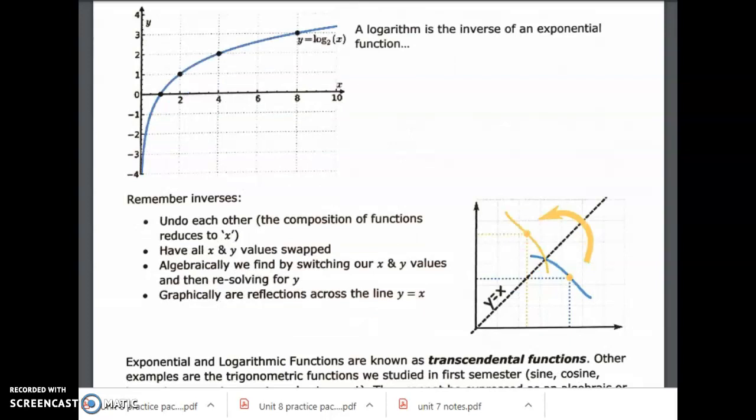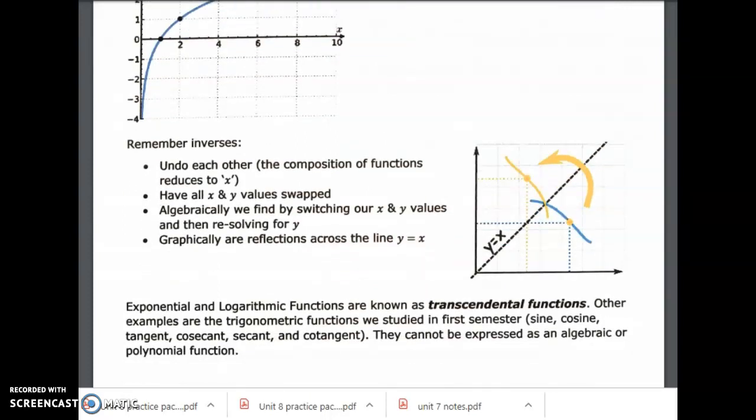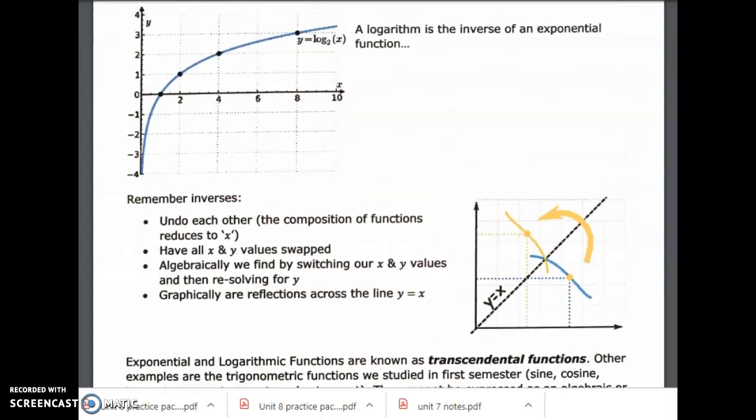They're also known as transcendental functions. Other transcendental functions that we've studied this year are the trig functions: sine, cosine, tangent, cosecant, secant, and cotangent. And they're called transcendental just because they can't be expressed as an algebraic or a polynomial function. So they can't be expressed just with numbers and variables.